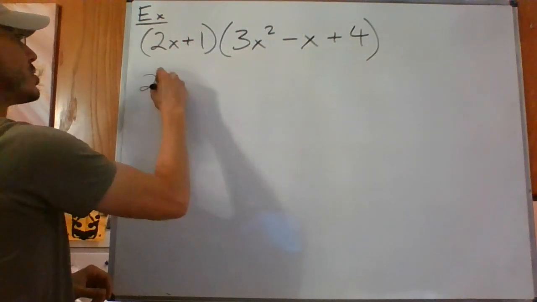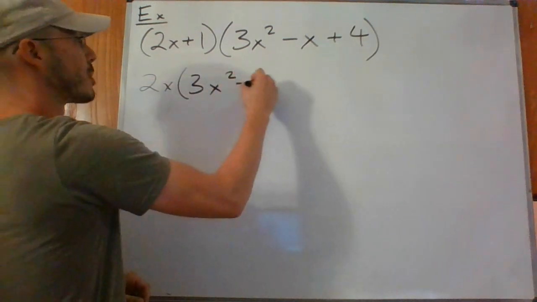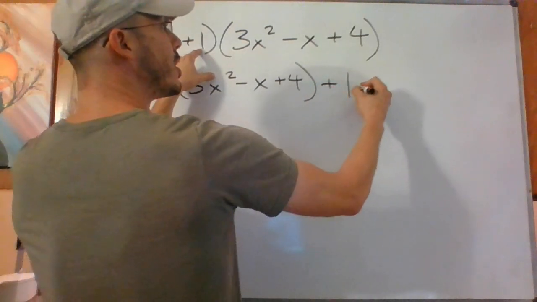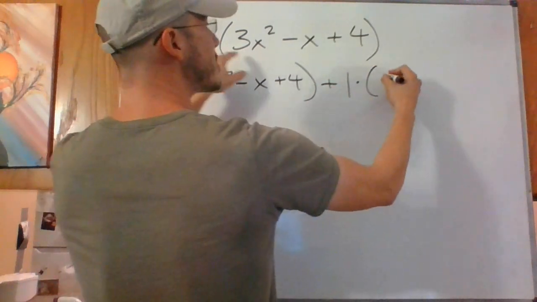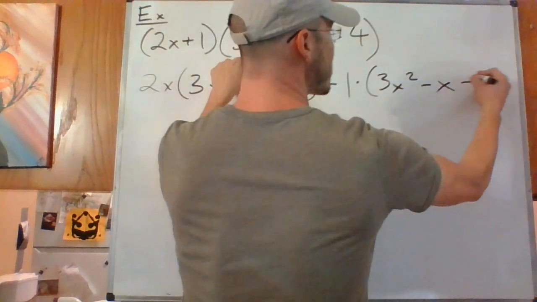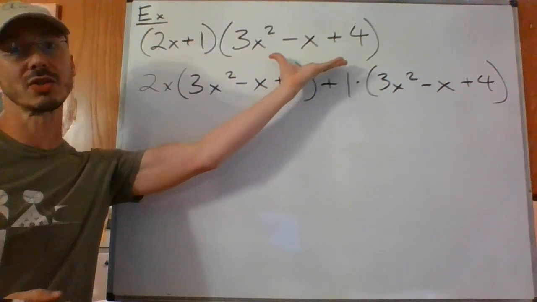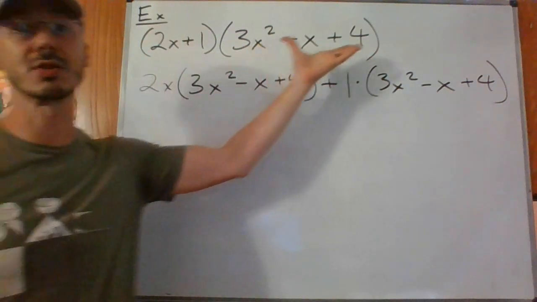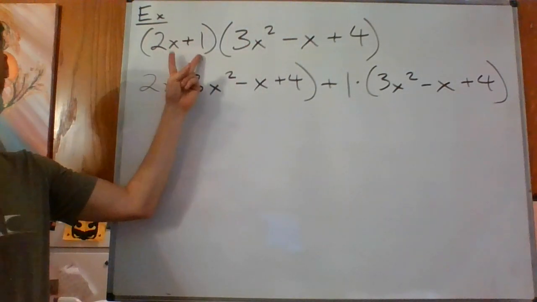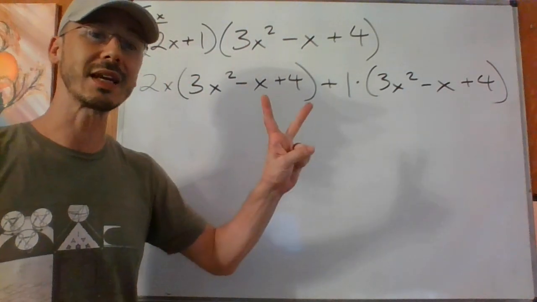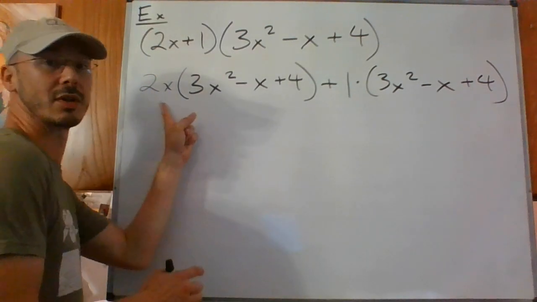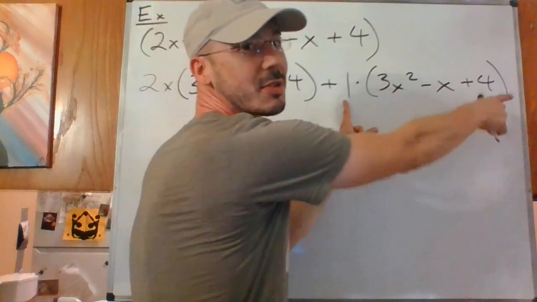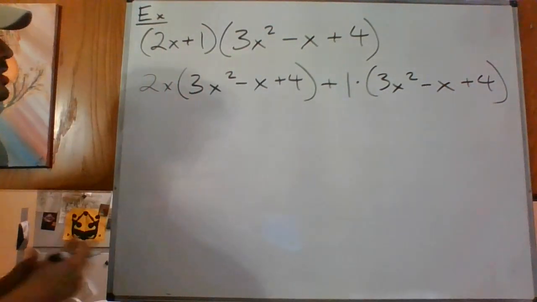So what I mean by that is 2x times 3x squared minus x plus 4, plus 1 times 3x squared minus x plus 4. I didn't change this one. In a sense, I duplicated it. I wrote it twice, but really what I'm doing is distributing that trinomial to both terms of this binomial. And now is the second distribution. I have to distribute that to these three and that to these three, even though that's really multiplying by 1, which isn't going to change anything.